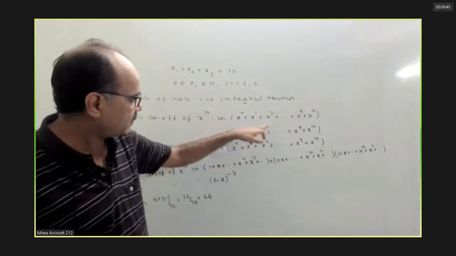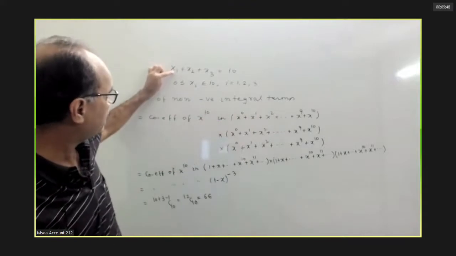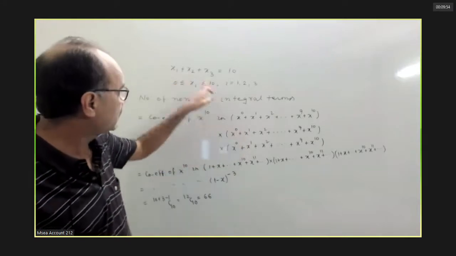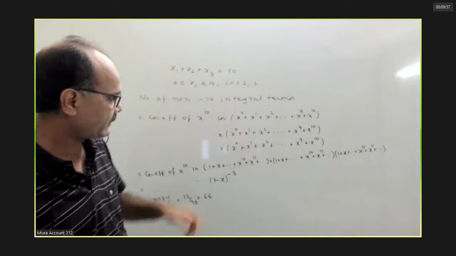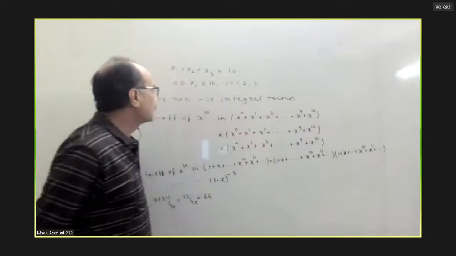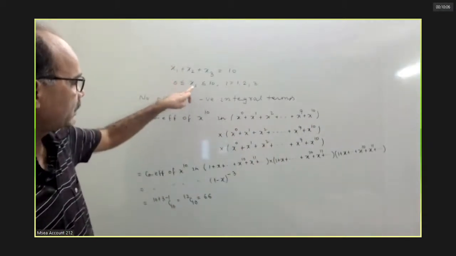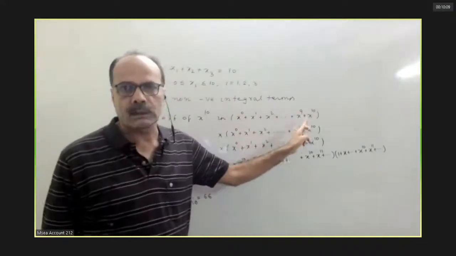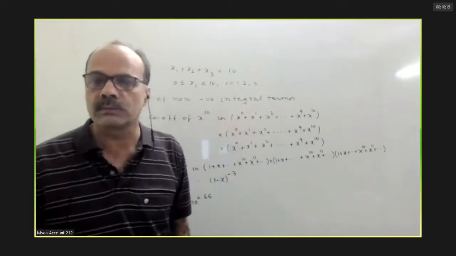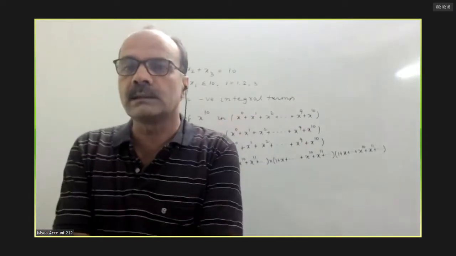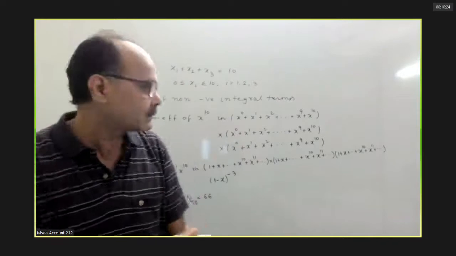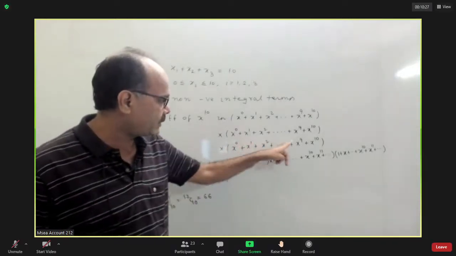We have taken three series. The first series corresponds to the first variable x1, the second series corresponds to the second variable x2, and the third series corresponds to the third variable x3. These are the possible values of x1: x1 can take values 0, 1, 2, 3 up to 10. So in the first series the exponents are possible values of x1, in the second series the exponents are possible values of x2, and in the third series the exponents are possible values of x3.